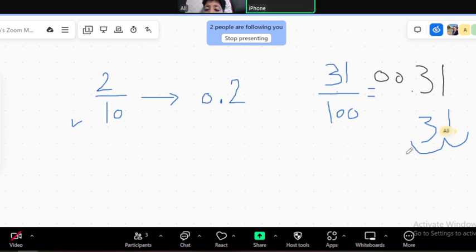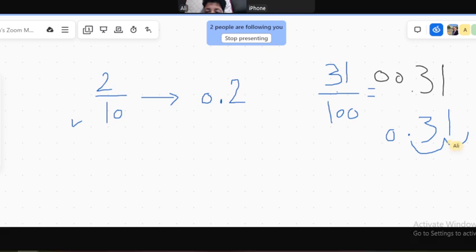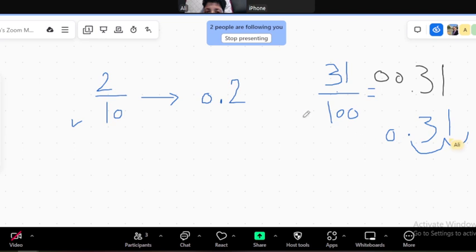Okay, do you understand it now? Yes. Both decimal and zero, only 1 zero. Why? Because we should have a whole number. This is a decimal, so we should have a whole number. Another one.